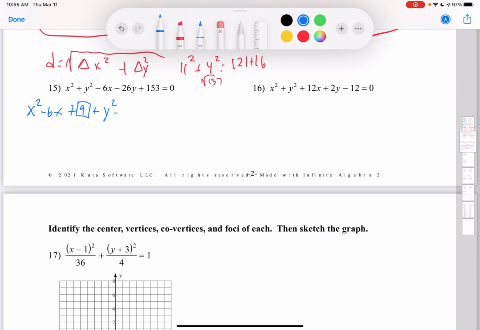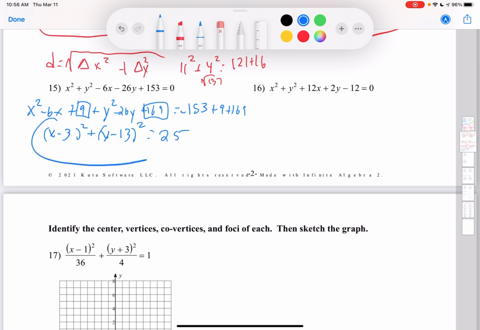So y squared minus 26y. Half of 26 is 13. 13 squared is 169. So we're going to go plus 169. That's going to equal negative 153, but then we have to add 9 and add 169. So that gives me x minus 3 squared. I'm sorry, it doesn't have to equal 1, it has to equal the radius, my bad. Plus y minus 13 squared equals whatever negative 153 plus 9 plus 169 is, 25. And that is your solution.